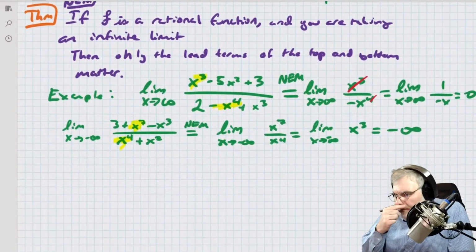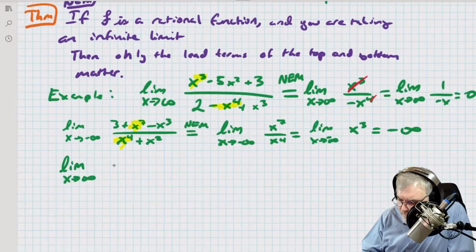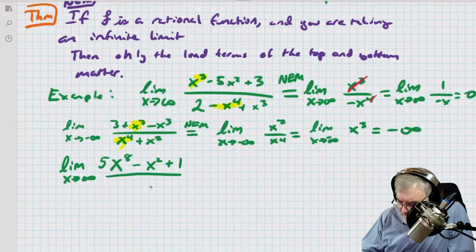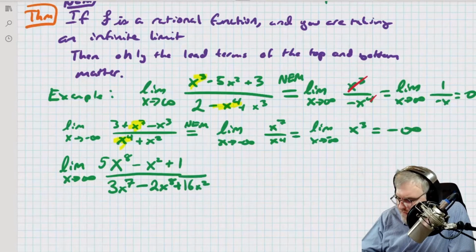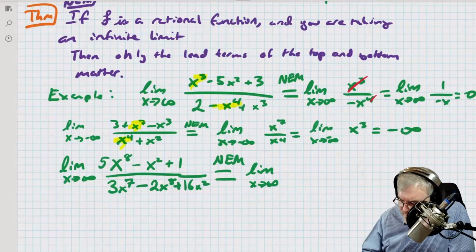Okay. Let's do one more, because this is actually kind of interesting, because you can wind up with finite things when you do this too. So let's say I've got 5x to the 8th minus x squared plus 1 over 3x to the 7th minus 2x to the 8th plus 16x squared. Who cares? Nothing else matters because I'm doing an infinity. Now, it's important that I can only do this when I'm doing infinities.